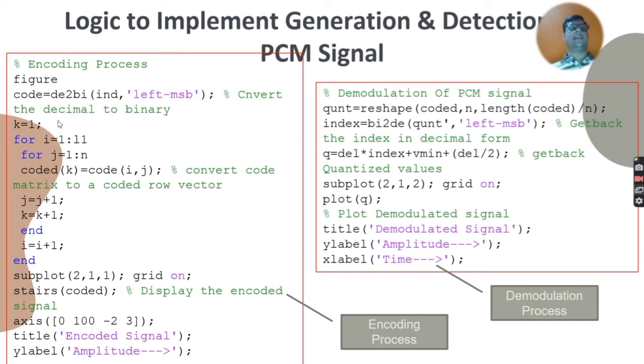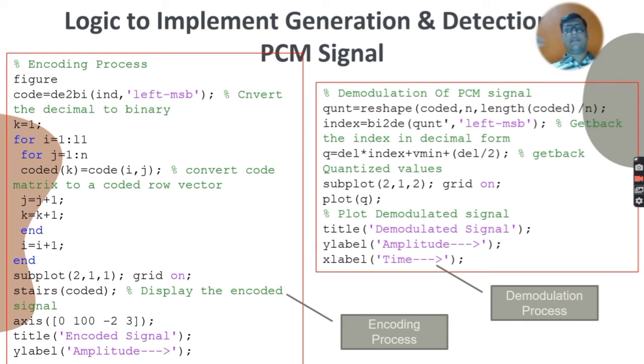So that is DE to BI. So always remember that when we are encoding, decimal to binary we are doing, and when we are decoding, then binary to decimal we have to write. Okay. So it is decimal to binary index value left MSB. From left hand side we are going to identify and convert the decimal to binary value. K is equals to 1, it is a value we are going to assign first. Then for I is equals to 1 is to L1. Then for J is equals to 1 is to N, and we have to code it.